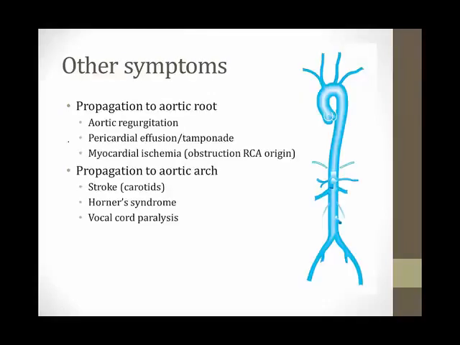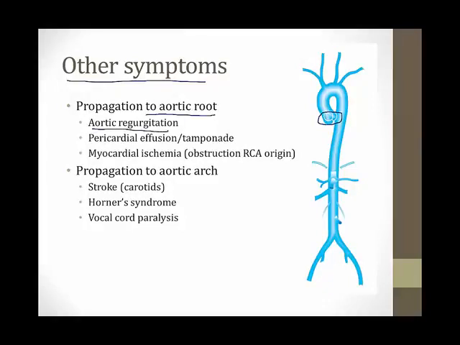So remember what I said before, dissections can propagate and cause many other symptoms by disrupting flow of the vessels that come off of the aorta. So first let's talk about what happens if a dissection propagates to the root of the aorta. Remember that the heart is sitting at the root of the aorta, so is the aortic valve. It's this portion I'm circling with my pen. So if that portion of the aorta dilates and stretches from a dissection, that can cause aortic regurgitation.